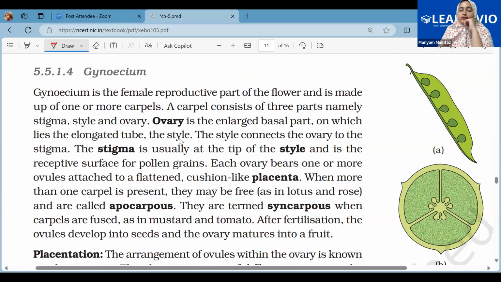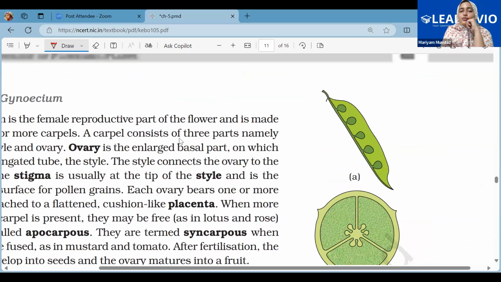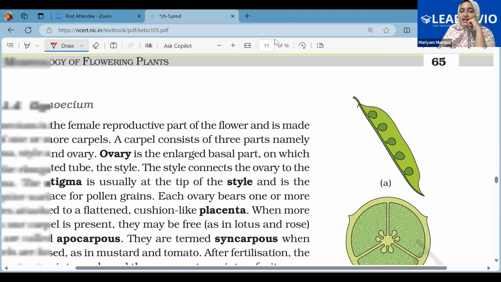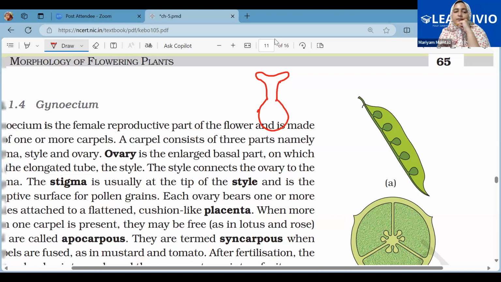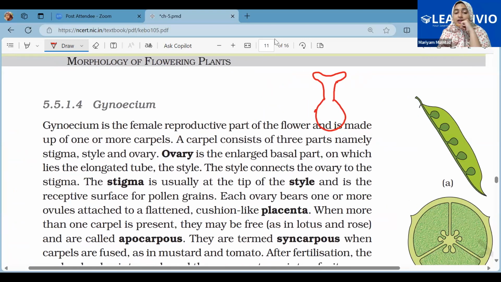Now, just like how stamen had two parts, anther and filament, here the carpel has three parts. When we start, there is the stigma. Then the longer portion is called the style. And then there is a big swollen portion we call the ovary. So three parts of the carpel are there.